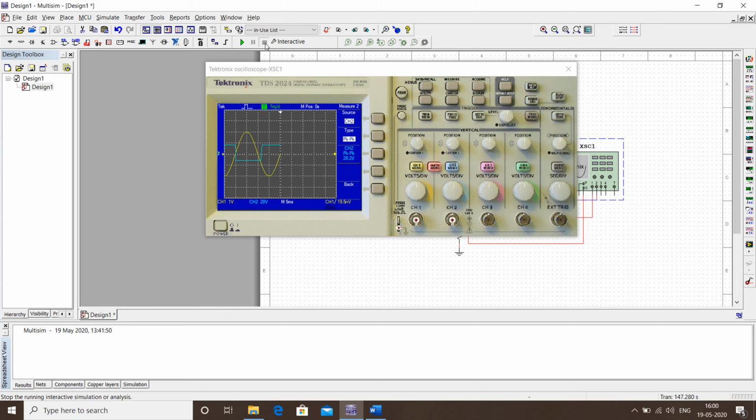If in the same circuit we interchange the position of the diode, then we will get UTP equal to plus 1 volt and LTP equal to 0 volt. With that change, we can obtain different waveforms in this particular part.